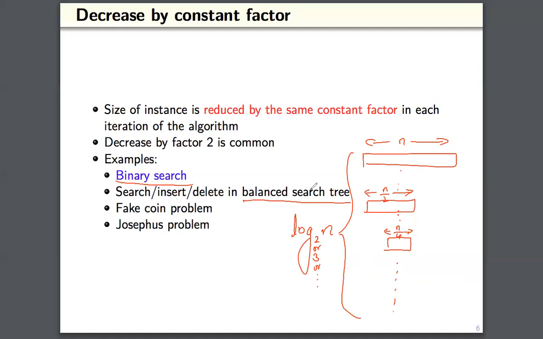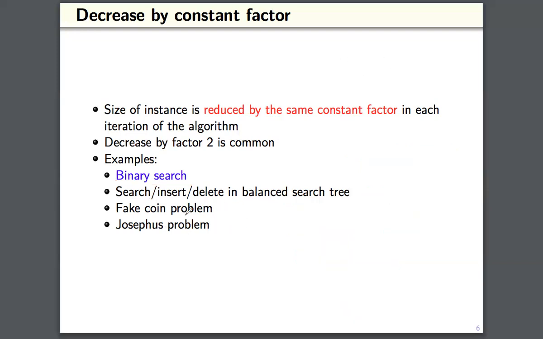Approximately 2 or 3, right? Something like this. Hence, the search time, insert time, or delete time in balanced search trees are all log n for the exact same reason, right? Then we will probably see 2 problems later, the fake coin problem and the Josephus problem. We will see that probably in this session.